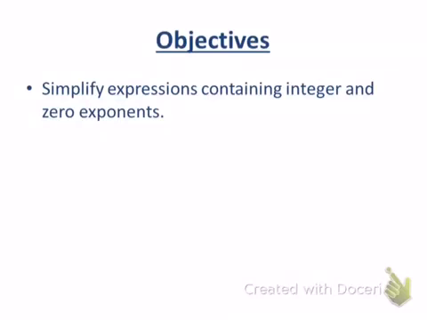Going to cover lesson 32, simplifying expressions containing integer and zero exponents. Now, what do we mean by integers? What are the integers? Let's define this. It's all of the positive and negative whole numbers, right?